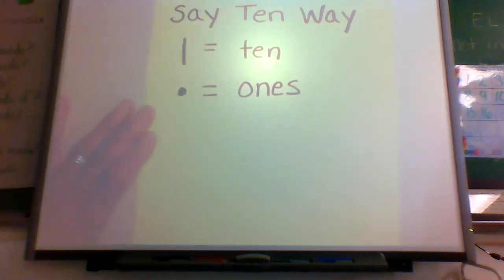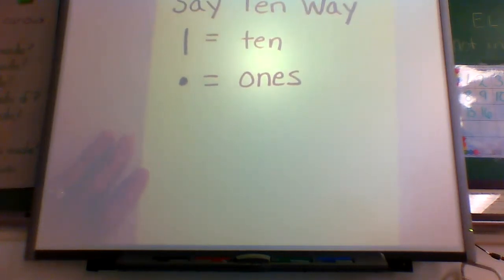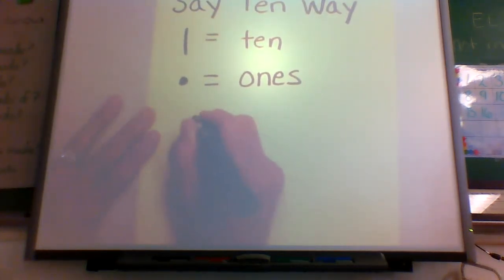Okay? So I'm going to show you a number with sticks and dots, and I'm going to tell you how to say it the Say 10 way. So hopefully now I have all the kids on board. The number bond was a refresher for my second graders, but also to give parents a little bit of an idea of what I'm talking about. So this is new content for the kids, so let's make sure they are in front of their screens and watching this video, please. Okay, so the Say 10 way. I'm going to draw one stick and 3 dots.